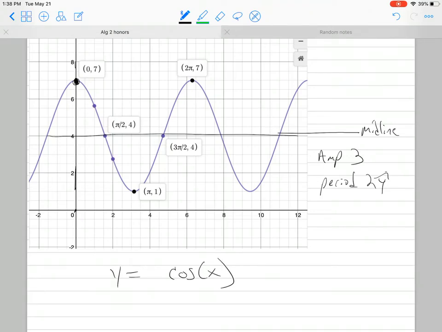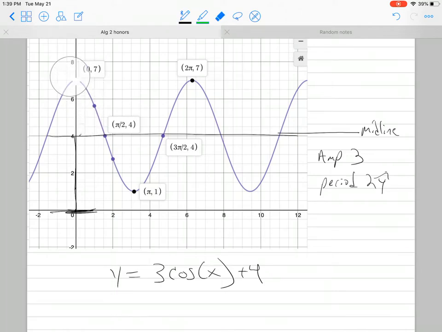My midline has shifted from 0 right here up to 4. So that's a plus 4, because that's where the midline is. It's 4 up of where it would typically be at 0. And then my amplitude is 1. No, we got it. It's 3. So it's 3 cosine x plus 4.